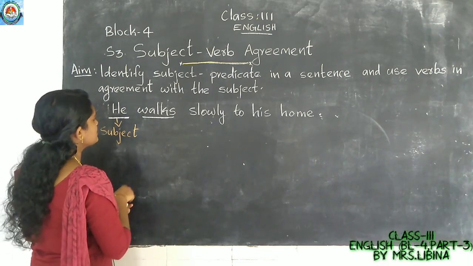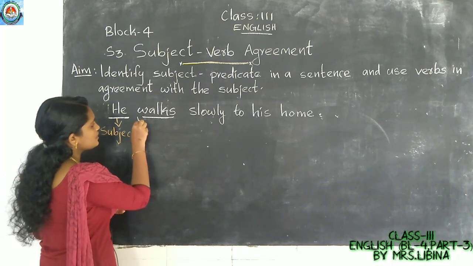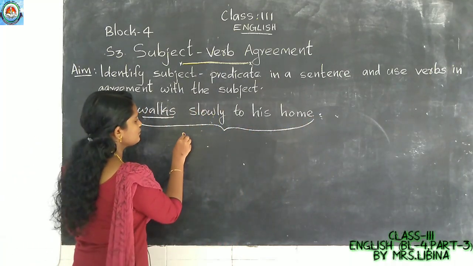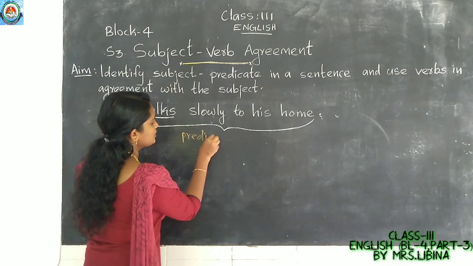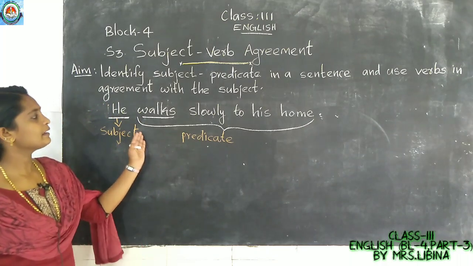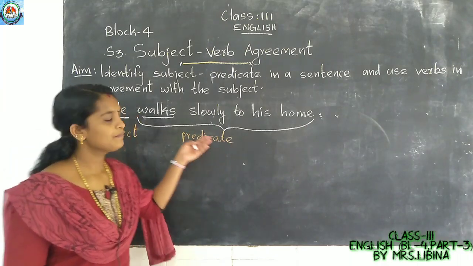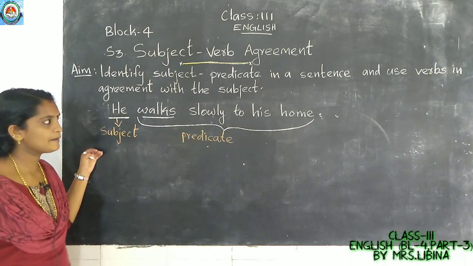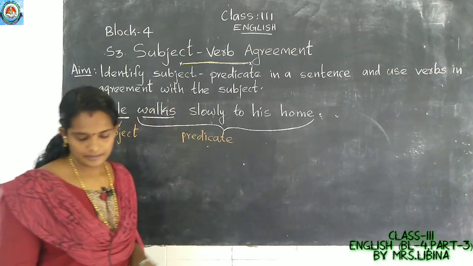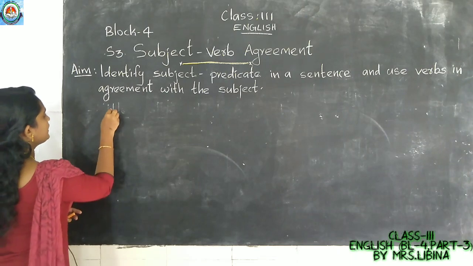From here itself, this part is called the predicate. From where the verb is starting, from there the sentence is called the predicate part. Okay, the naming part is called the subject and the verb part is called the predicate. Then listen, all of you listen here.